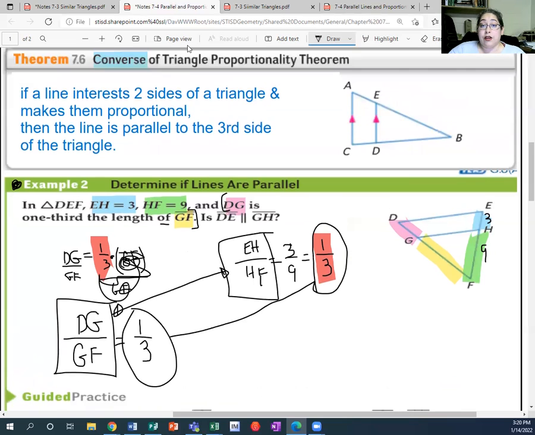And by theorem 6.7, this converse that says if a line intersects two sides of a triangle and cuts them so that these two pieces have the same ratio as these two pieces, it makes them proportional, then this line that did the intersecting is parallel to this line that is the other side of the triangle. So yes, they're parallel. And the reason is this theorem right here and all this calculation work to support it.